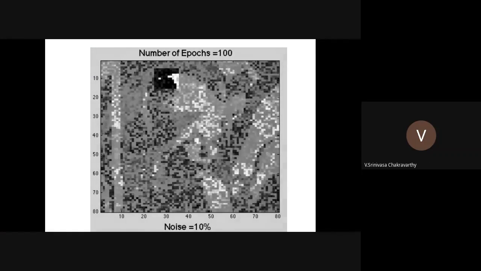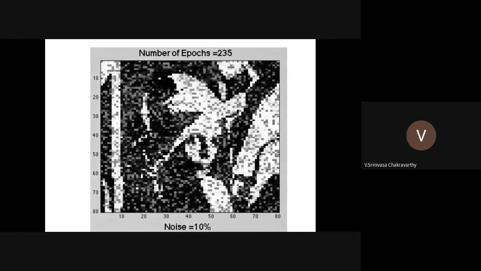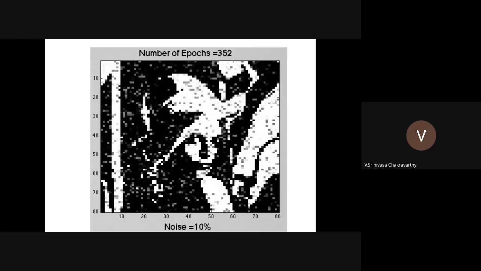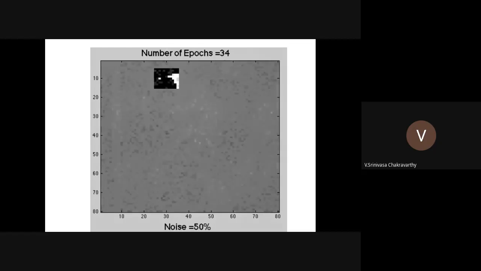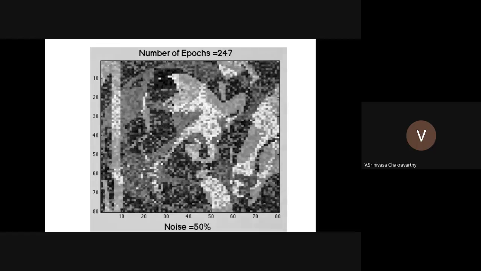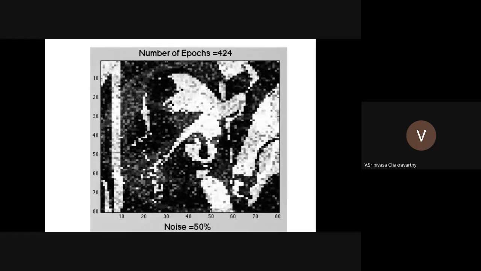So I give only a small part of the image, which is the top of the head, part of the hat, the outline of the hat. And starting with that, the network completes the pattern. So that's how it works.